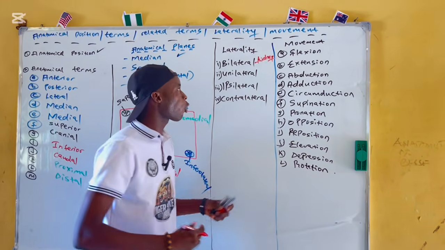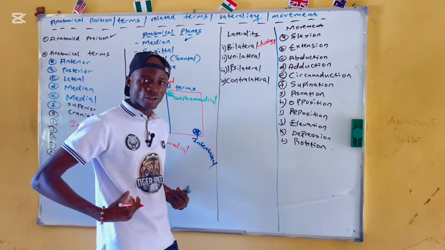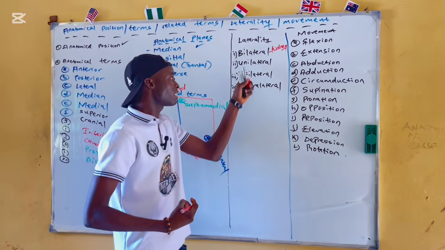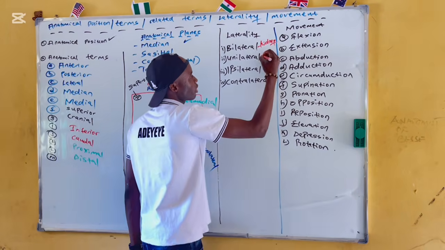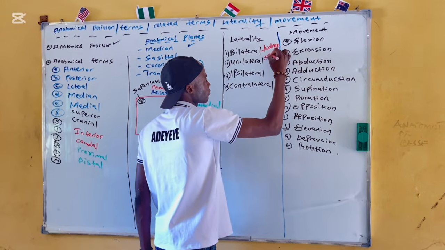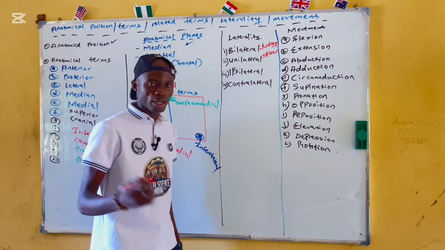So when an organ occurs in both right and left, it is bilateral and it's moving away from the middle. No, the kidney is not closer to the middle. Same thing for unilateral: it occurs only on one side of the body. An example of a unilateral organ is the spleen, at the back of the stomach about there.